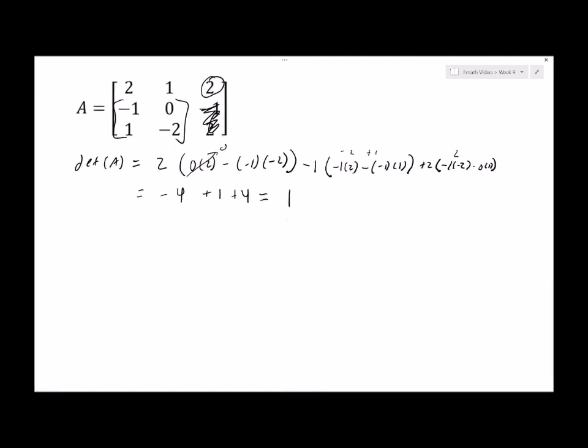Now, it's just like the cross product. If you remember how to do the cross product, the only difference is instead of having an i, j, k, we actually have numbers there. So if you're confused, you can always go back to that.